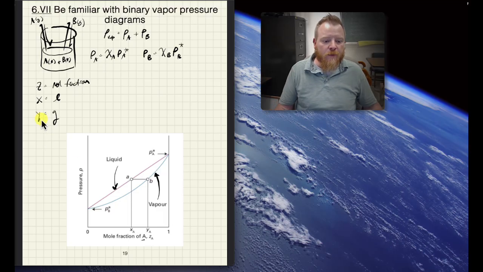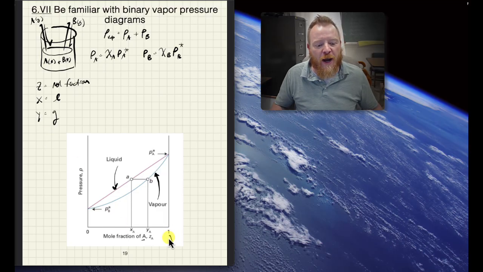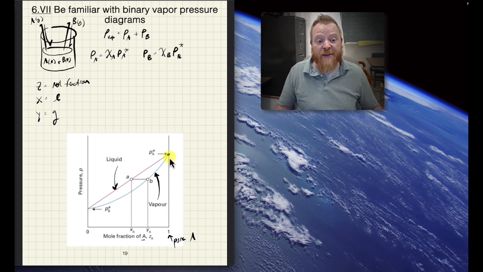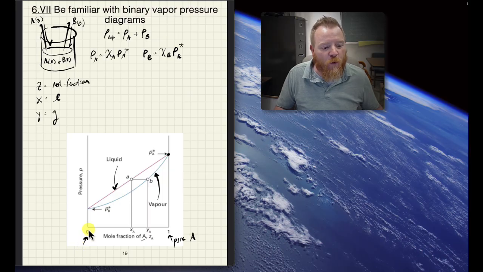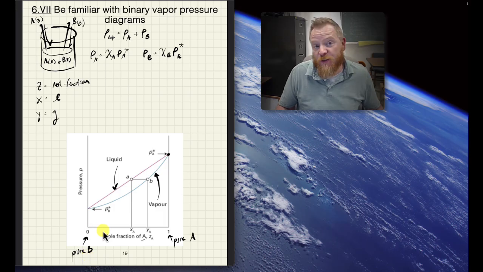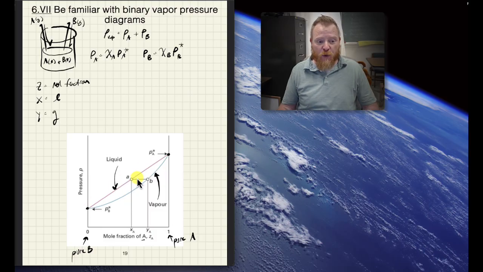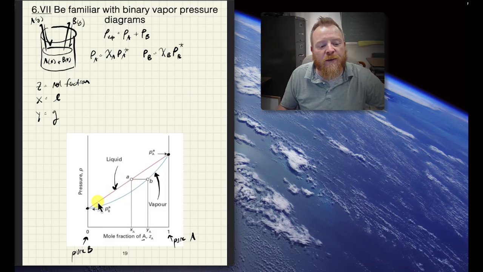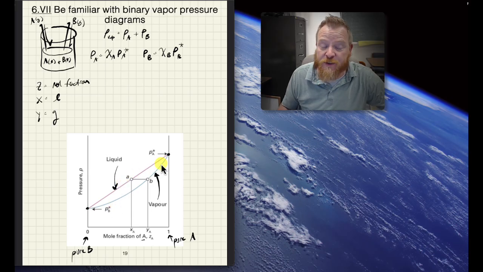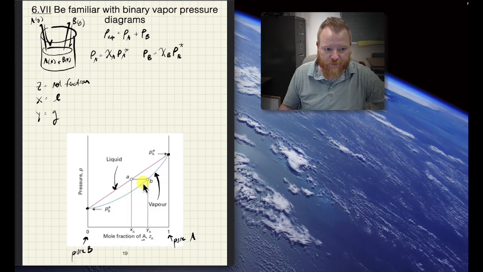vapor. So for example, if we look at this mole fraction of 1, which would be pure A, we can see then that the vapor pressure of the solution is that of A. Or if we look at a mole fraction A of 0, that would be pure B. And so thus the vapor pressure of the solution is just the vapor pressure of pure B. And now when we mix those, our liquid composition is described by this line, and our vapor composition is described by the curved line.